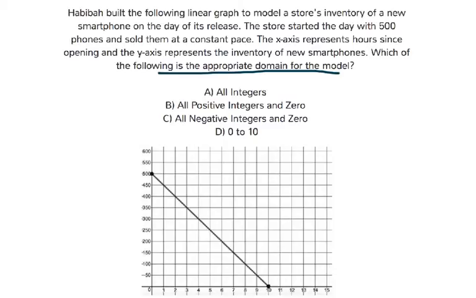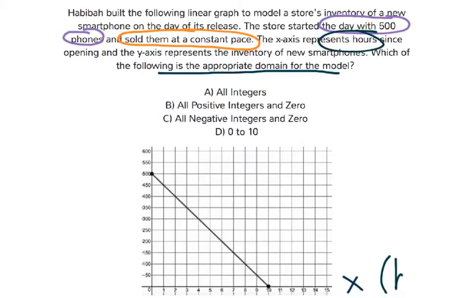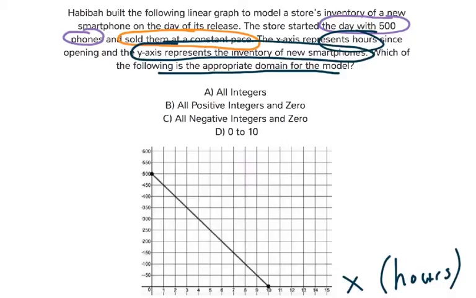It says Habiba built the following linear graph to model a store's inventory of a new smartphone on the day of its release. The store started the day with 500 phones and sold them at a constant pace. The x-axis represents, remember x is horizontal, hours. So I'm going to put in hours here. And it says the y-axis represents the inventory of new smartphones. Okay, so y is phones.